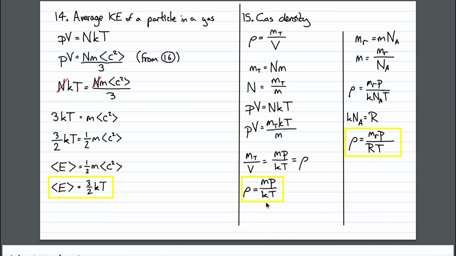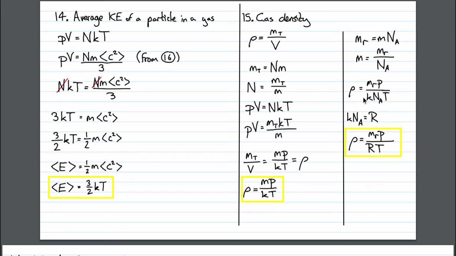What if I know the molar mass? Well, the molar mass, M_r, is equal to the mass of a particle multiplied by Avogadro's number of particles. That is what molar mass is, the mass of a mole of particles. So m is therefore equal to the molar mass divided by N_A, which can be substituted into the previous equation over here to give us this expression.